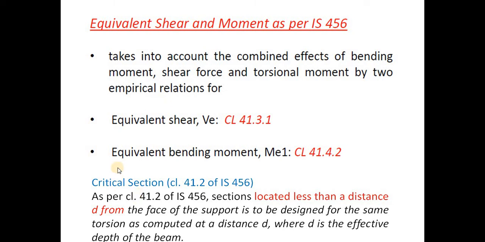Again, there is another very important factor mentioned in IS 456, which is the critical section. It is given in clause number 41.2 of IS 456. As per clause 41.2, a section located less than a distance D, where D is the depth of the section, from the face of the support is to be designed for the same torsion as computed at the distance D, where D is the effective depth of the beam.